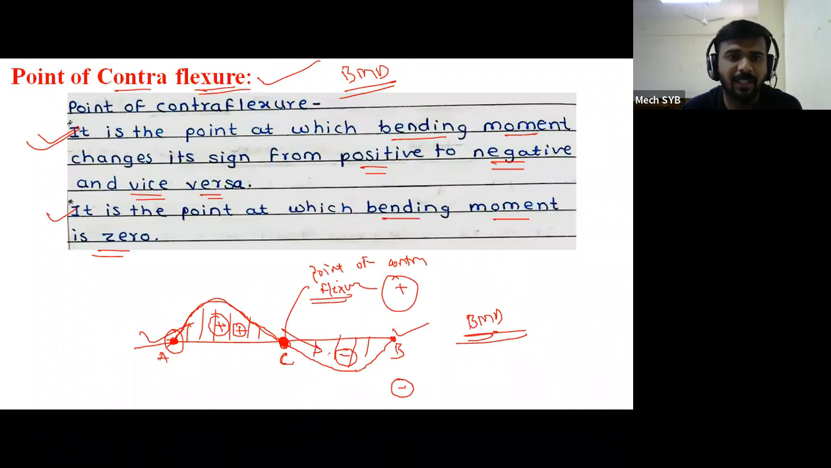Point of contra shear, तिथं नावच आहे shear. Point of contra shear means it is applicable for the Sfd, and point of contra flexure it is applicable for the Bmd. And maximum focus we have to give on the first definition, positive to negative or negative to positive. Yes, have you understood the difference between point of contra shear and point of contra flexure?